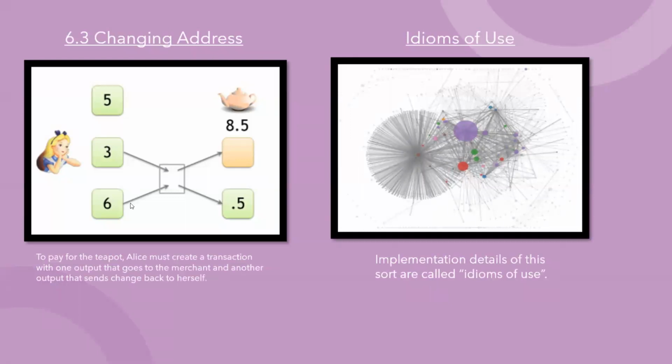6.3 Changing address. This is a difference. The address 8.5 and 0.5. In the other image, it was different.